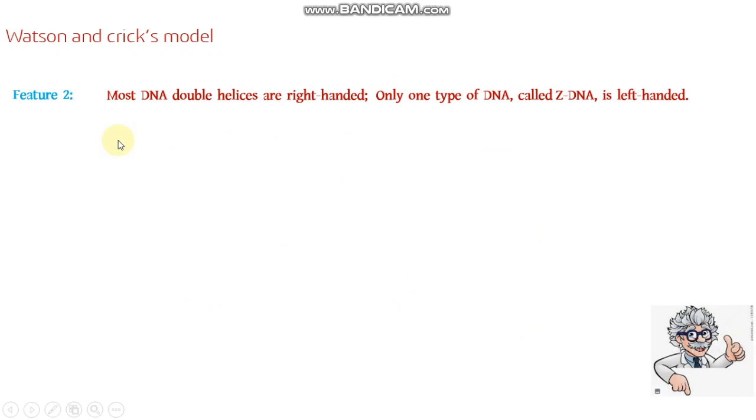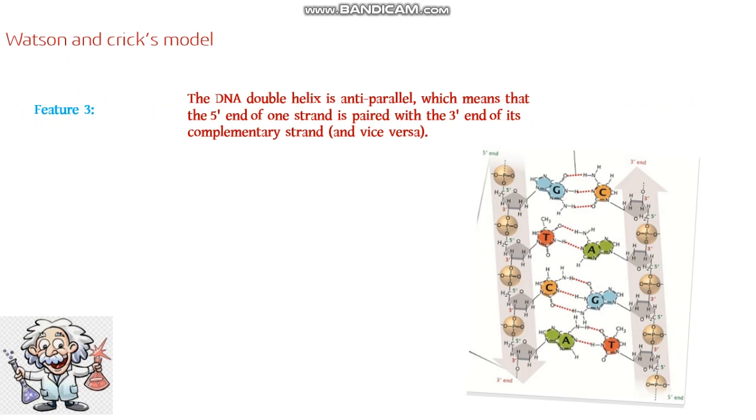Feature number 2: most DNA double helices are right-handed. Only one type of DNA, called Z-DNA, is left-handed. Feature 3: the DNA double helix is antiparallel, which means that the 5' end of one strand is paired with the 3' end of its complementary strand and vice versa. As you see in this figure, the 5' region is always complementary to the 3' region, and they pair with each other.